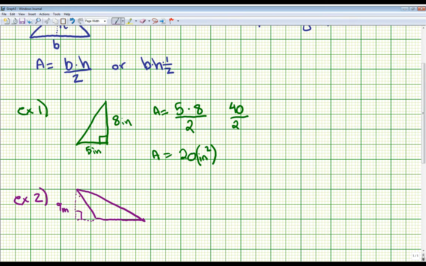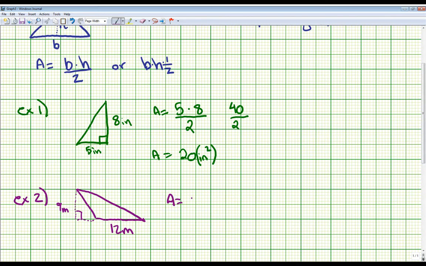And the reason that they're labeling on the outside of the triangle here is because there's no other spot on the inside of the triangle to label this triangle's height from the top point to the bottom point. So they're just doing that for us on the outside of the triangle. Then they tell us that this bottom line right here is 12 meters. So we still have everything we need to solve for the area.